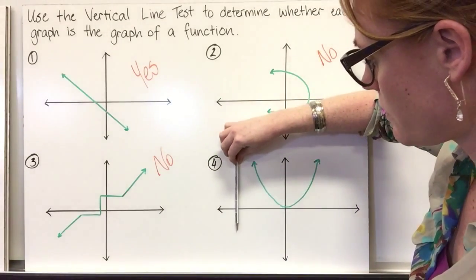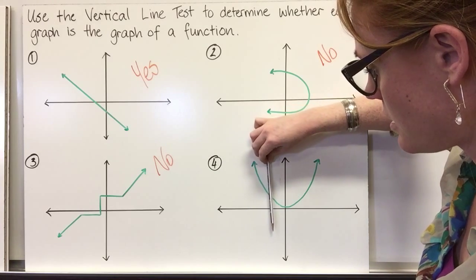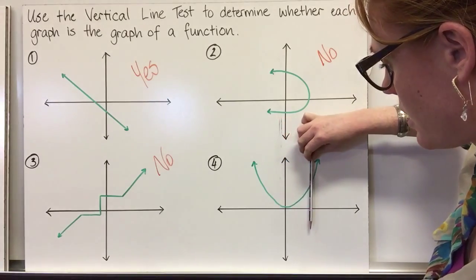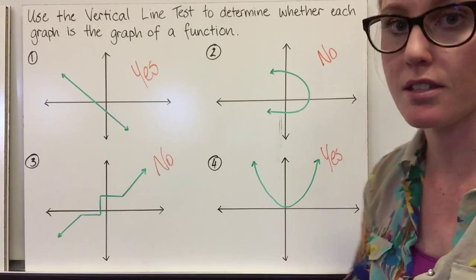Number 4, as we run our vertical line across the graph, you can see that it is only passing through one part of the graph at a time. So that means that this is a function.